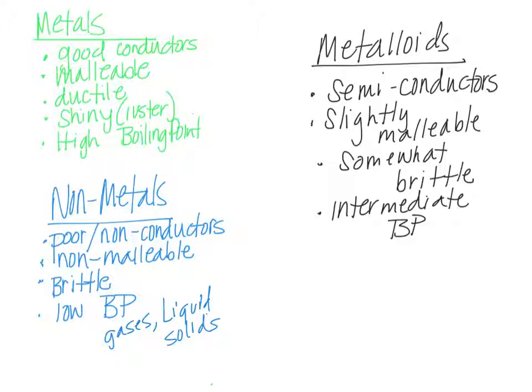And then the last one is metalloids. And remember, they're on that zigzag line on the periodic table. And they're kind of like between. That's why they're a metalloid. They have some of the qualities of metals, and they have some of the qualities of nonmetals. They are semiconductors, which is why they're used in a lot of electronics, especially silicon, which is used in a lot of your iPhones and iPads. They are slightly malleable, and they are somewhat brittle, and they have an intermediate boiling point, and they tend to be solids. All right, stay tuned for the next slide for the jokes.